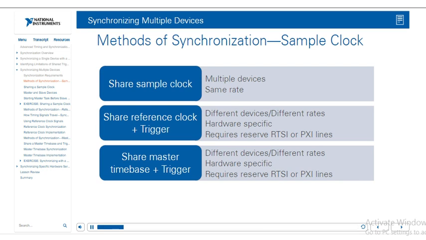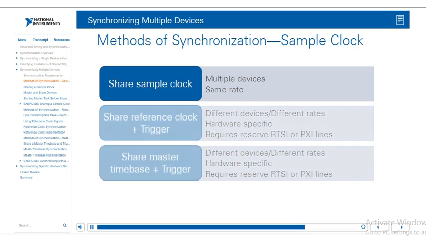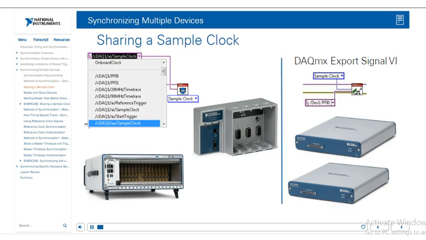These methods all take care of the synchronization requirements we just mentioned. Not all hardware can share reference clock or master timebase, so be sure to check the documentation. Let's talk about sharing a sample clock first. Sample clocks can be located on the device itself or on the backplane of the system. If it's on the backplane, it's pretty easy to configure. You just have to select it in the source for your sample clock, and it should be on the drop-down menu. But if it's on the device, then you'll have to export the signal using an advanced DAQmx VI.